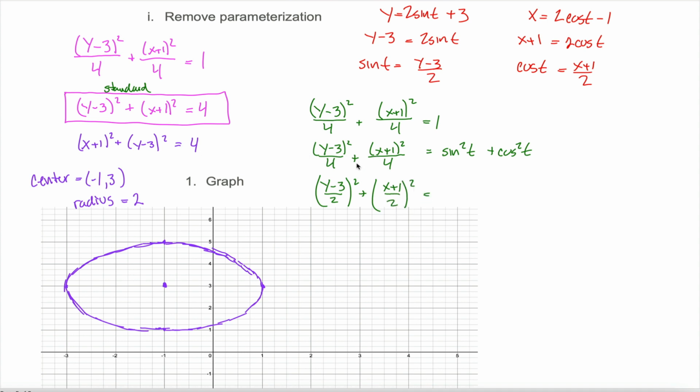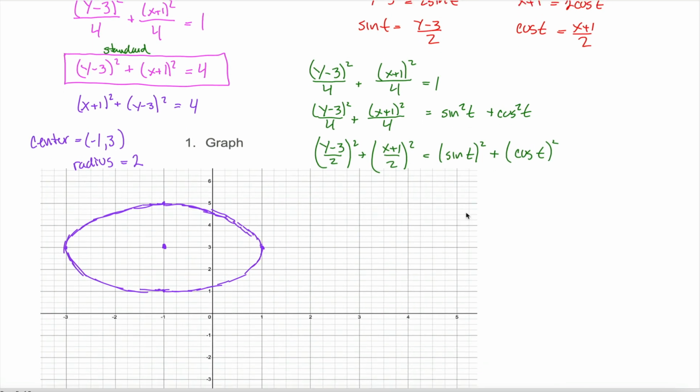And now on the left-hand side of the equation, we got something squared plus something else squared, which is the same as what we have on the right side of the equation, because sine squared t means sine of t squared, and cosine squared t means cosine of t squared. So now I can stare at this equation and choose my parameterization.